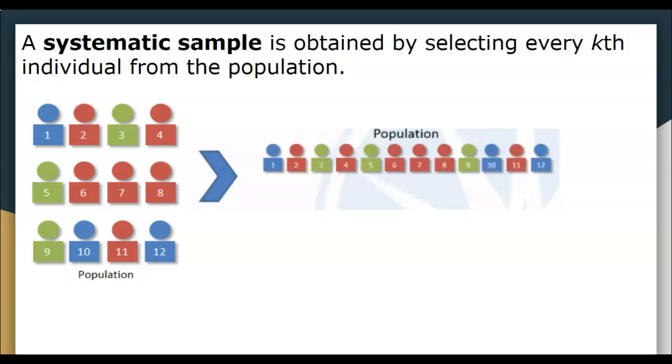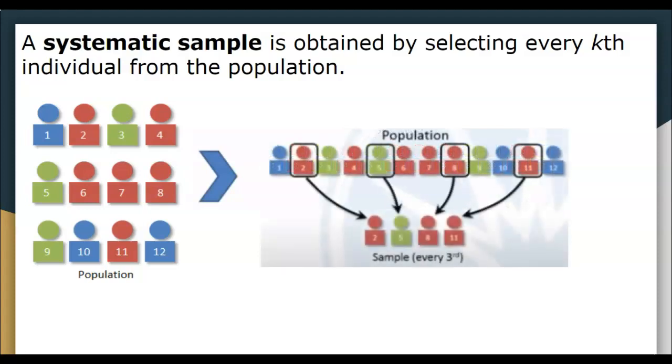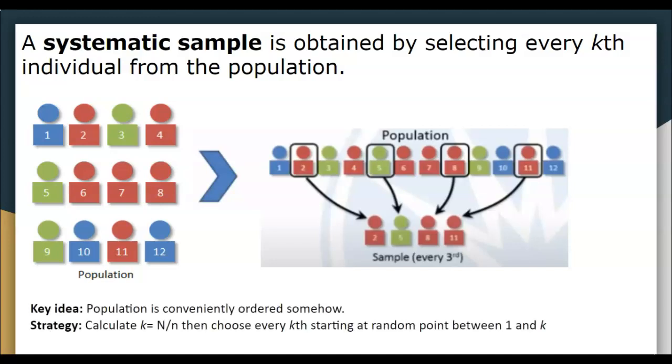And to make it random, you should start at a random point between 1 and 3. So for example, I might randomly start at 2 and go every third. It gives me 2, 5, 8, and 11. So that's my sample, 2, 5, 8, and 11. The key idea here is that the population is conveniently ordered somehow. And the strategy that we can use is to calculate the k, then choose every kth starting at a random point between 1 and k.